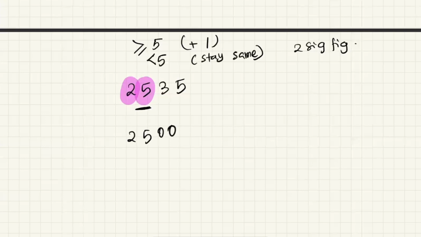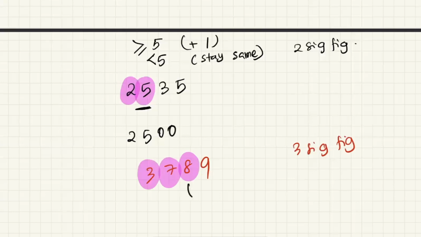Okay, let's see another example. Let's say you have 3789 and you want to make this 3 sig fig. So 3 sig fig means what? 1, 2, 3, right? Check the last number. So the last number here is what? 9. Sorry, 8. When I said check the last number, I meant the last highlighted number.